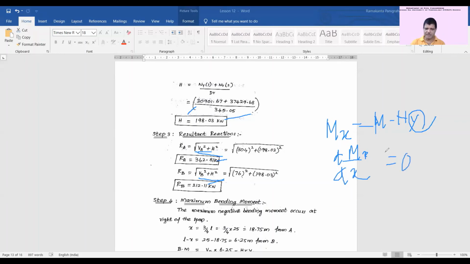From this equation, you can find the value of x, which comes out to be 6.25 meter from B. So he has taken 3 by 4 L directly at the right of this span, but we can do it this way by putting M minus H into y. So if you come from the VB side, VB is equal to 76.